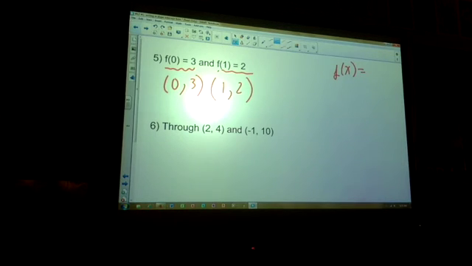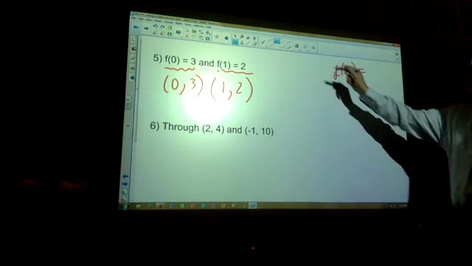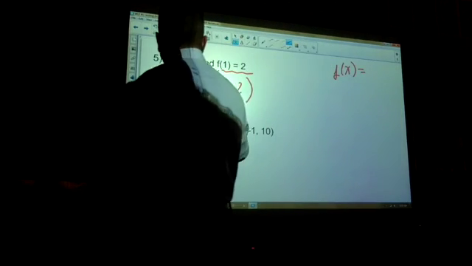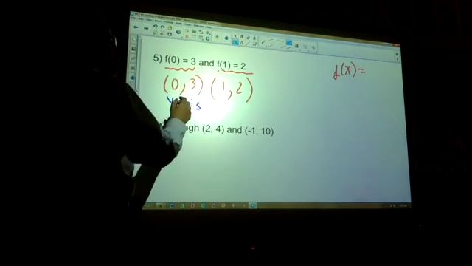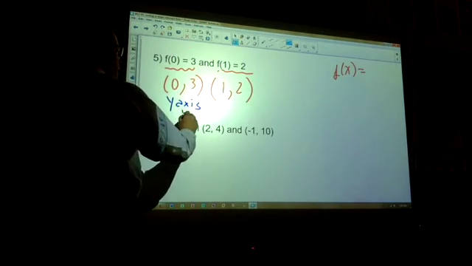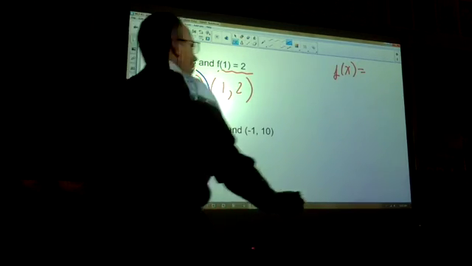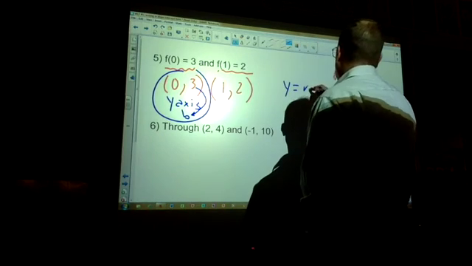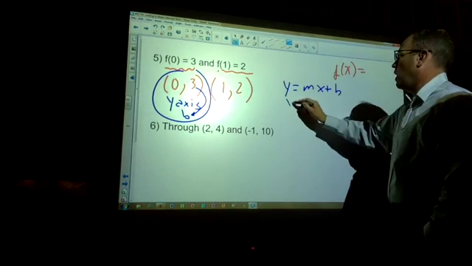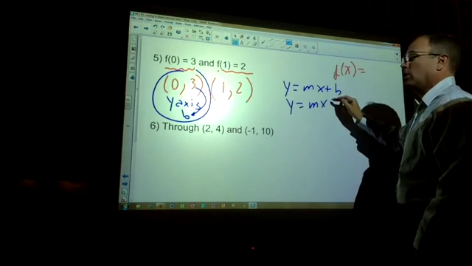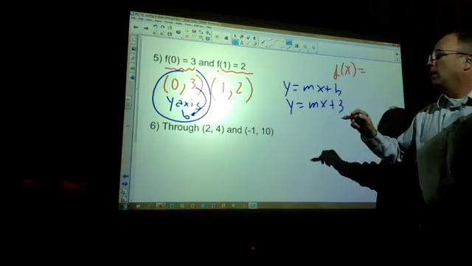Help me out. Is that where it crosses the x-axis or the y-axis? Y-axis. Oh, sweet. This is where it crosses the y-axis. So where it crosses the y-axis is known as what letter? B. Agreed? My b value is right there. So now I know y equals mx plus b. I know y equals mx plus 3.